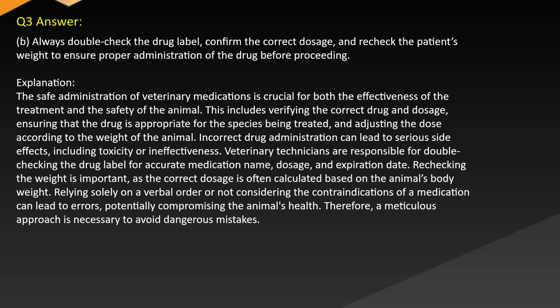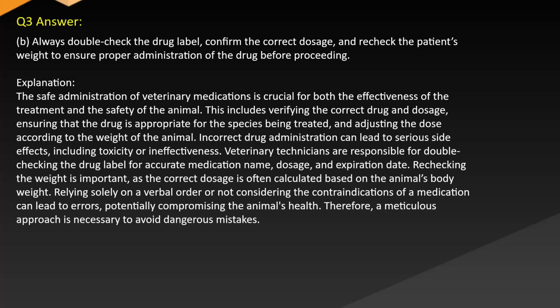Answer: B. Always double-check the drug label, confirm the correct dosage, and recheck the patient's weight to ensure proper administration of the drug before proceeding. Explanation: the safe administration of veterinary medications is crucial for both the effectiveness of the treatment and the safety of the animal. This includes verifying the correct drug and dosage, ensuring that the drug is appropriate for the species being treated, and adjusting the dose according to the weight of the animal.